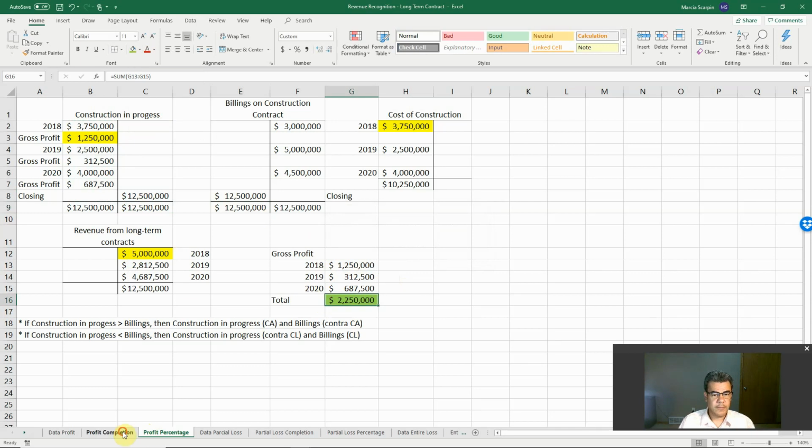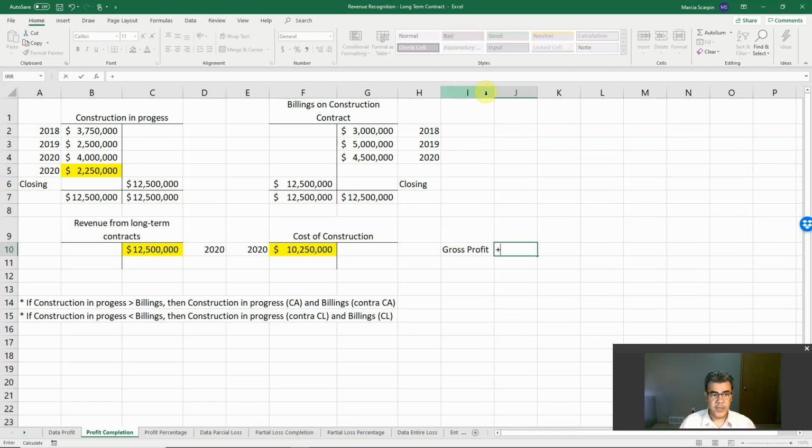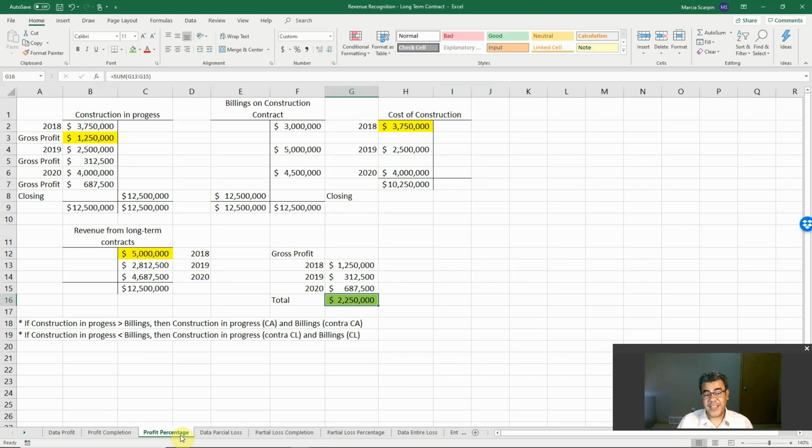Let's green it. The gross profit here is 2.2, the same number as the construction in progress. So we can do the formula here. Gross profit is revenue less the cost of construction, also 2 million and a quarter here. Of course, they will be the same. They must be the same because this is the same contract. We are only splitting this number over 3 years, so the total will always match.